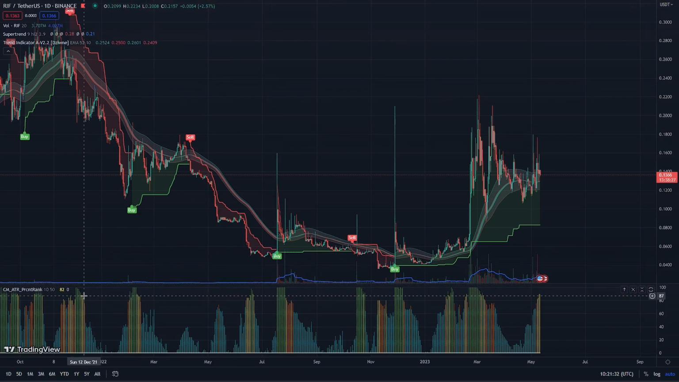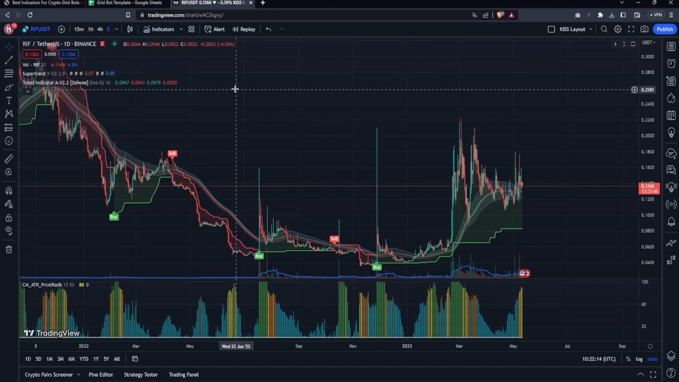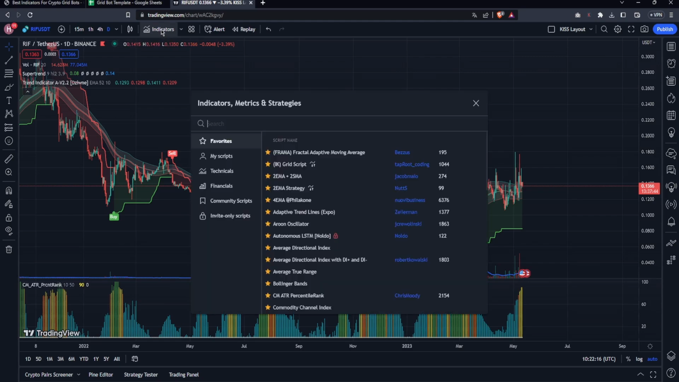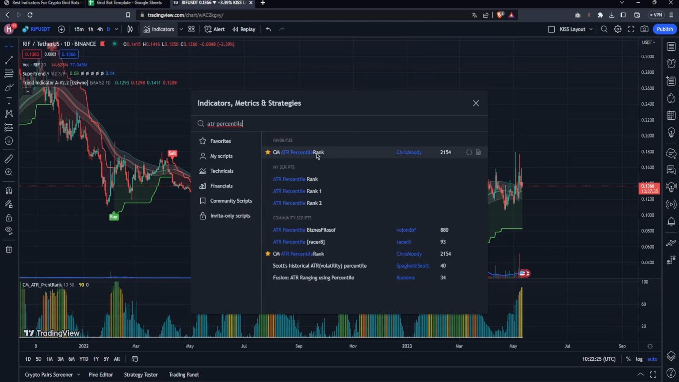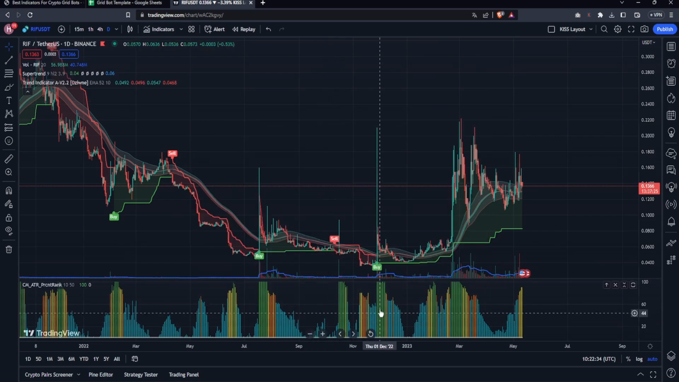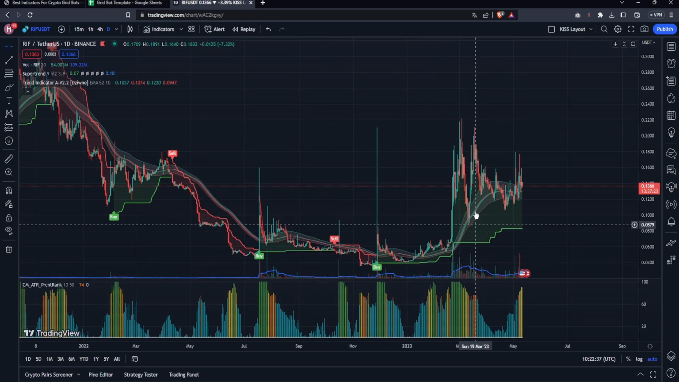As you can see, this is the ATR percentile rank. To add the ATR percentile, you can go to indicators, start typing ATR percentile, and it will be this one, CM ATR Percentile Rank by Chris Moody. I've already added that in, which is right here below the volume and also the price.